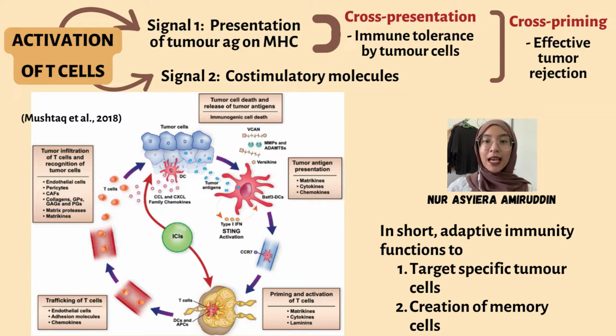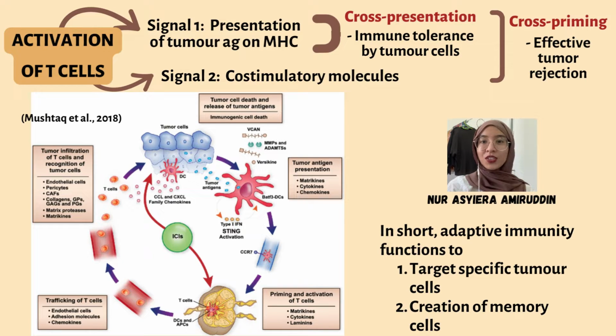Cross-presentation can be defined as the presentation of tumor antigens which have been taken up by APCs on the MHC molecules of either class 1 or class 2. Whereas, cross-priming is the activation of naive T cells by both signals 1 and 2. Regulatory T cells are recruited in the periphery by tumor cells, which play a role in suppressing immune responses.